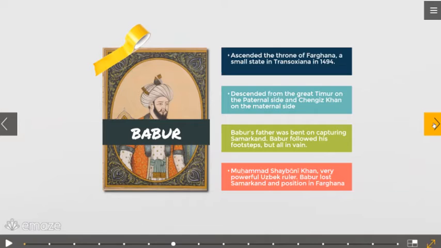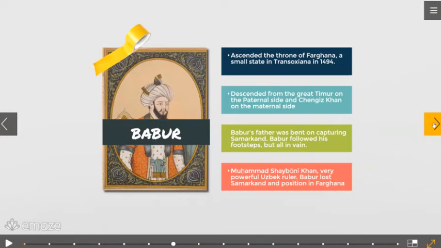Babur was descended from the great Taimur on his paternal side. Taimur was a very famous Mongol. Those who recall, you might have heard this name while learning about the Delhi Sultanate. Taimur actually invaded during the rule of the Tughlaq dynasty, and he carried back so much wealth with him. It actually delivered a huge blow to the Tughlaq dynasty, and that is how the Tughlaq dynasty came to an end.